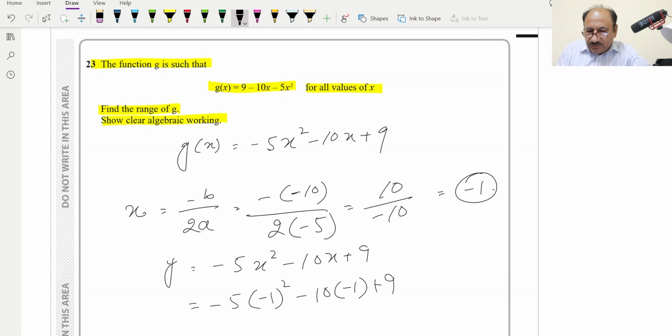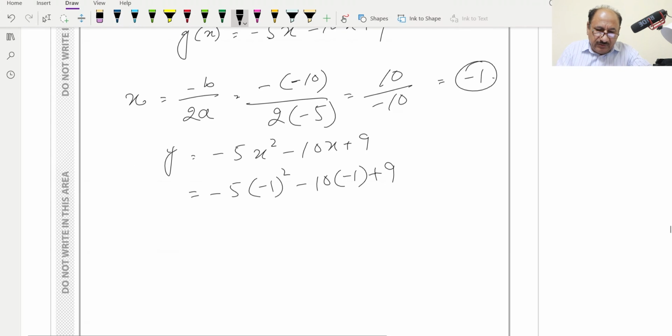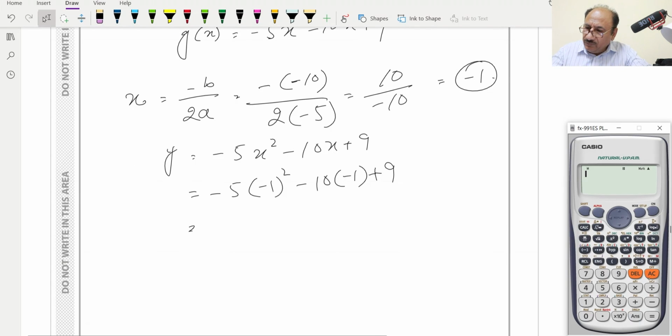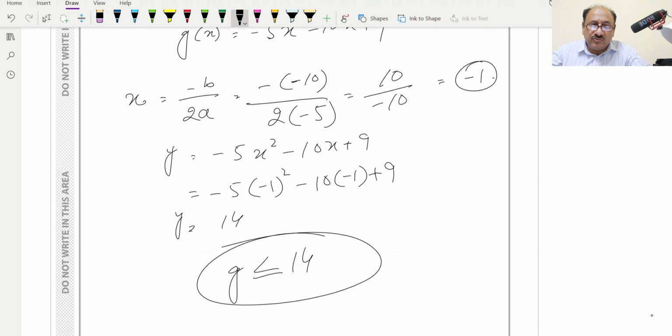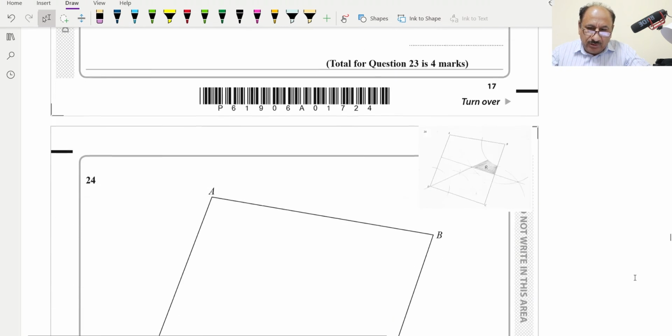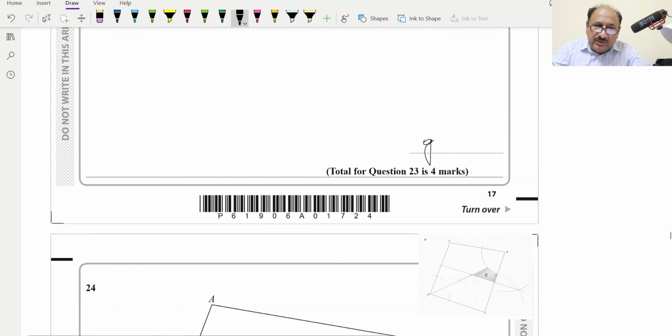In this one we will replace x by minus 1, so minus 5 into minus 1 squared plus 10 into minus 1 plus 9, and if we simplify this with the help of calculator, what we will get? Minus 5 into minus 1 squared and plus 10 in brackets minus 1 and bracket close plus 9, and this will be resulting to 14. So this will be equal to 14. So range will be, g value will be less than or equal to 14. This will be the range for this question. Hopefully you understood this. We can mention over here g is less than or equal to 14.